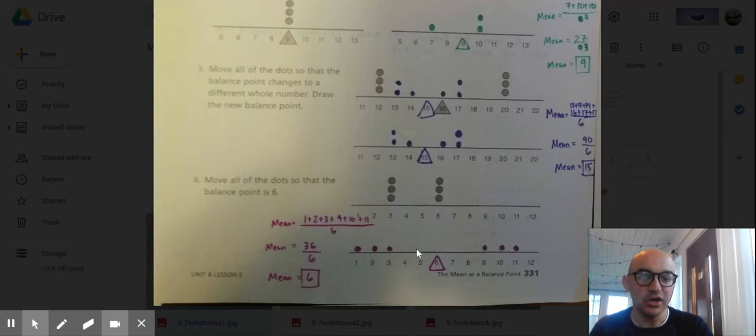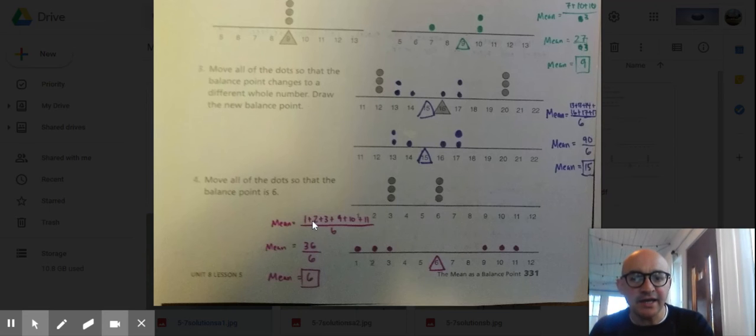I chose to move 1 dot 3 places to the left of 6, 1 dot 4 places to the left of 6, and 1 dot 5 places to the left of 6. And then I chose to move 1 dot 3 places to the right of 6, 1 dot 4 places to the right of 6, and 1 dot 5 places to the right of 6. So everything balances. I moved them in equal and opposite directions.